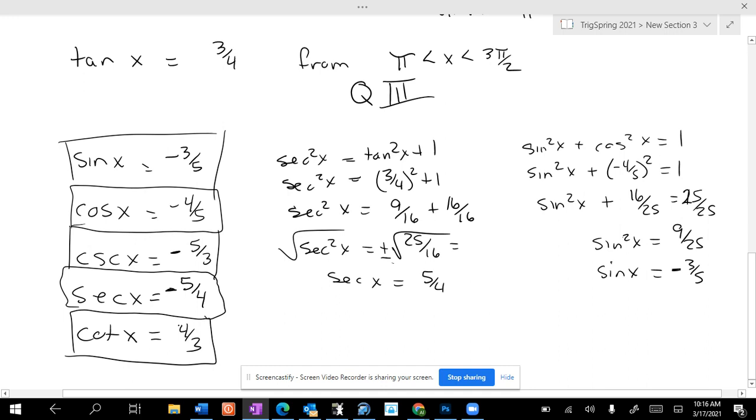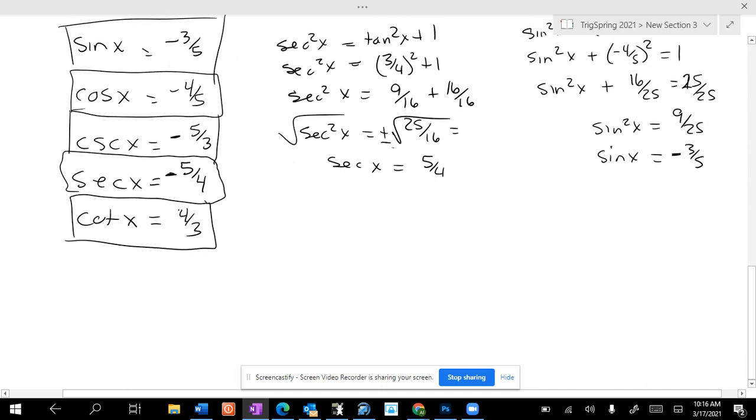Okay, we good? Could you do 6 problems like this? Good, because you're going to. Page 165, numbers 23 through 28, all.